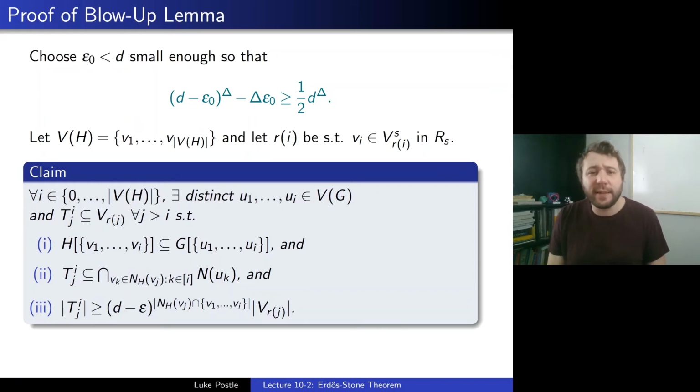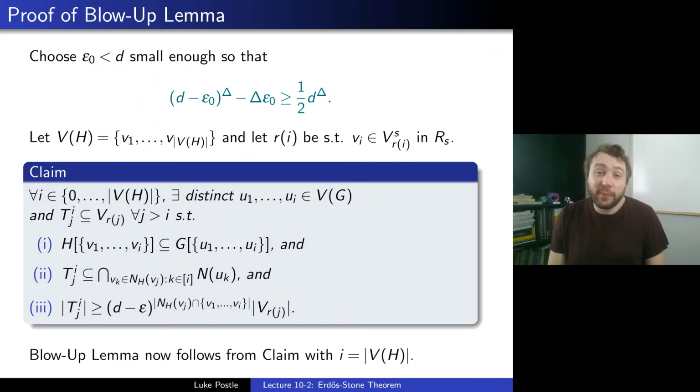So these are our three things. Condition 1, we're embedding the vertices of H. Condition 2, we have these targets, and the targets are subsets of the neighbors of earlier vertices. And condition 3, the target sets are large. Given that, the lemma just follows from this claim, because when you reach the last stage, when I is V of H, you've just embedded the whole graph. And then you don't worry about targets, there's just the vertices, there's the graph, and we're done. We found H. That was the goal.